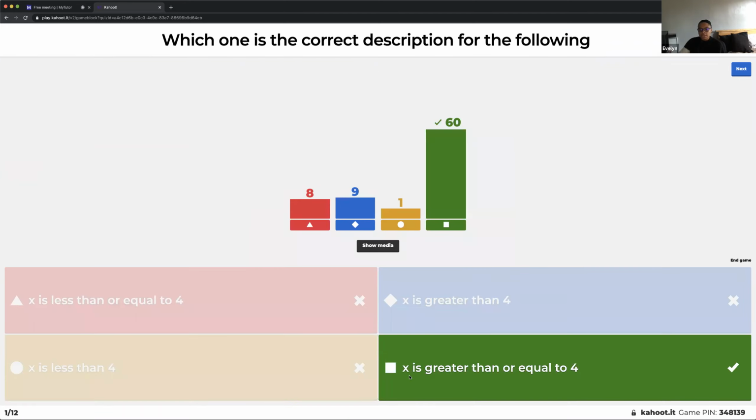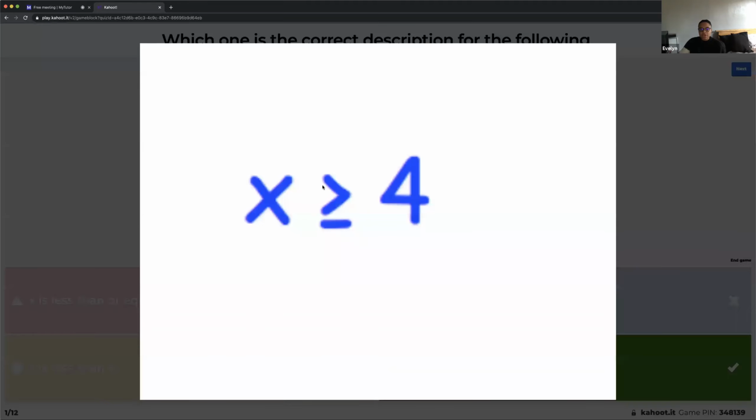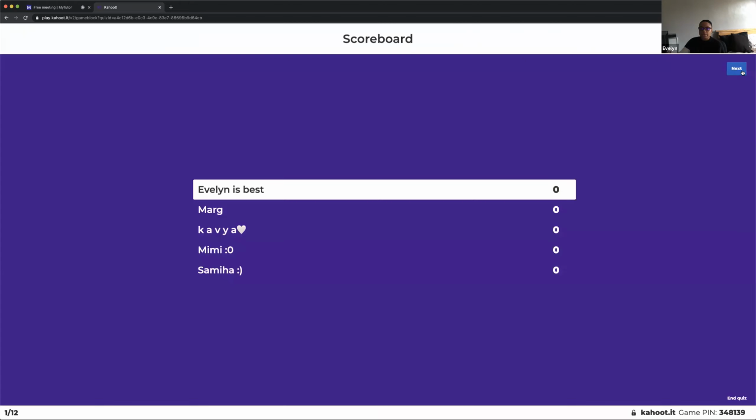Brilliant. So yes, if you have a look, the x is on the open part of the sign. So it is going to be greater than, and it's got the line underneath it. So it's greater than or equal to. Brilliant. So well done, guys. Well done for the top 5.